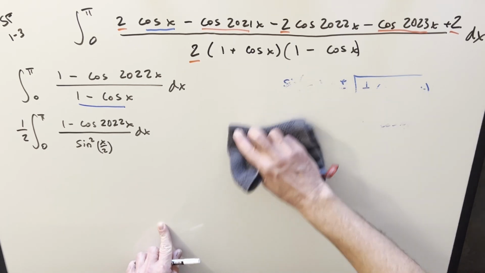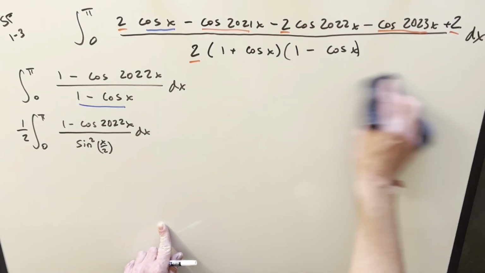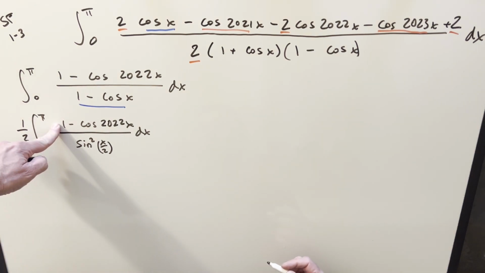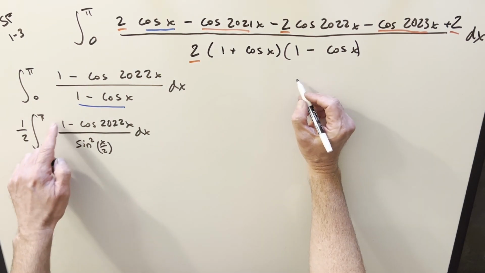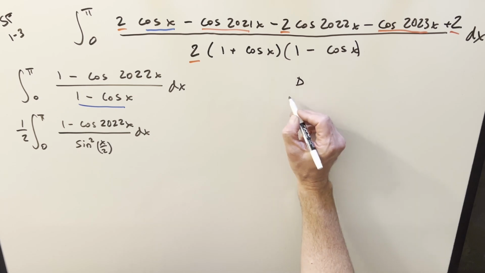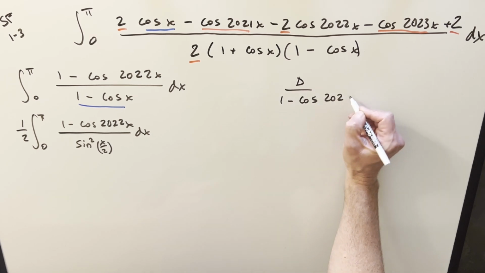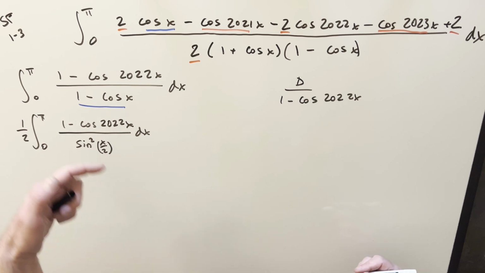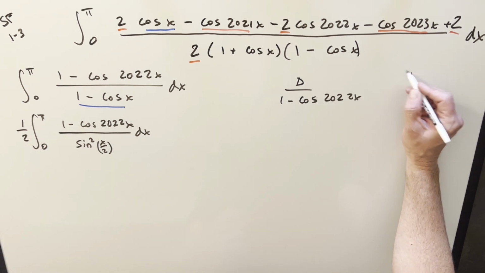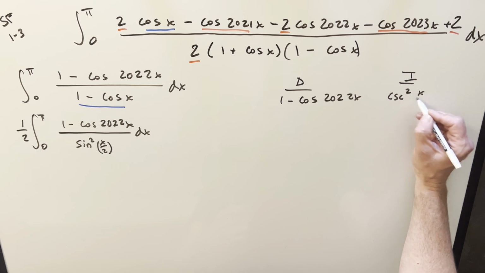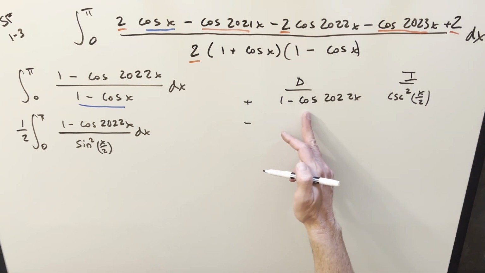But what I can try now is integration by parts on this. We'll use the DI method, and the way I want to do this, it's hard to deal with. I mean, we don't know how to integrate it, but I can definitely differentiate 1 minus cosine 2022x. And then I'll integrate this, bring it into the numerator. To integrate it, I can write it as cosecant squared x over 2. So then we'll go ahead and differentiate.